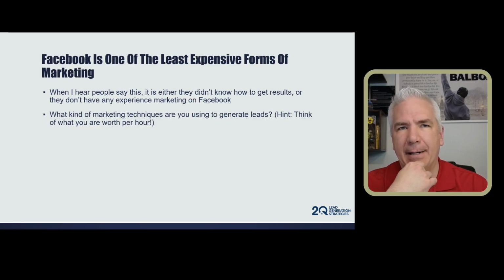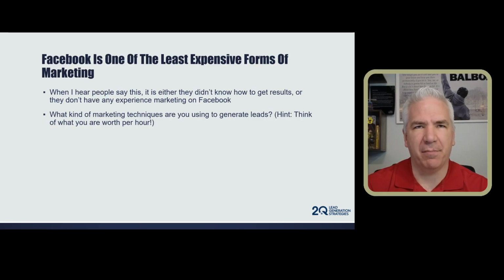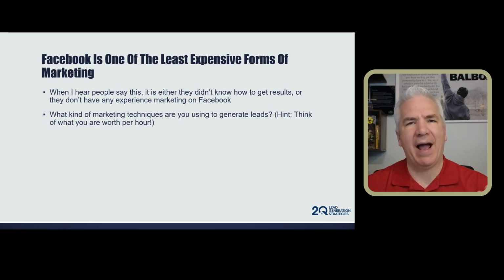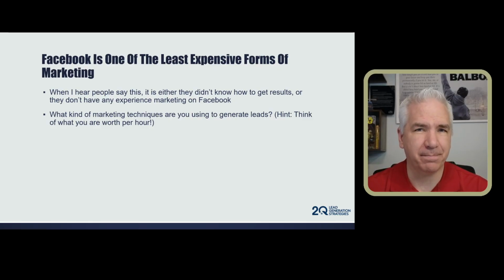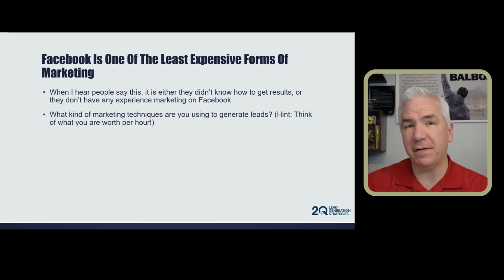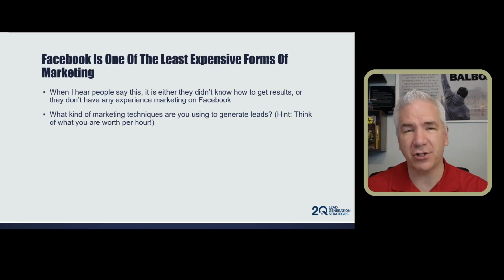Let's just take some numbers. Let's say that you live in an area where an average sales price is $500,000. Let's say you earn a 3% commission on that. So that would be $15,000 gross commission on average.